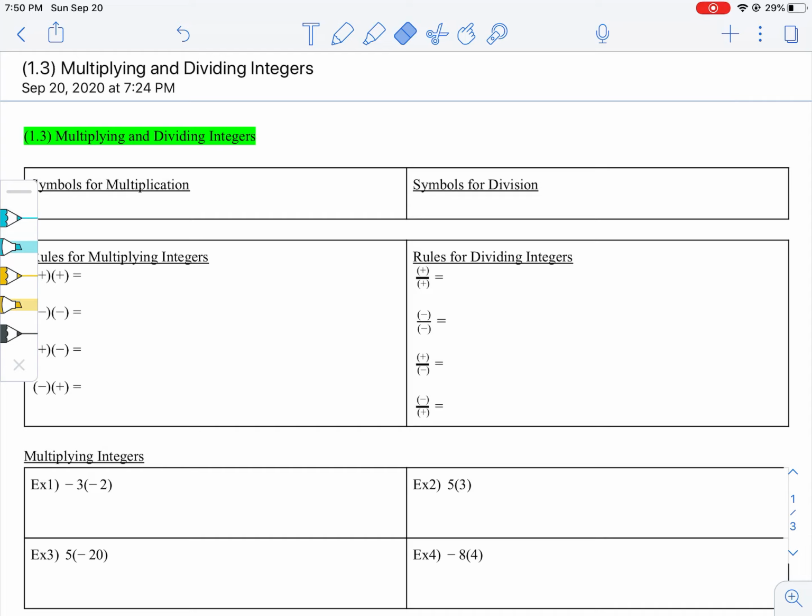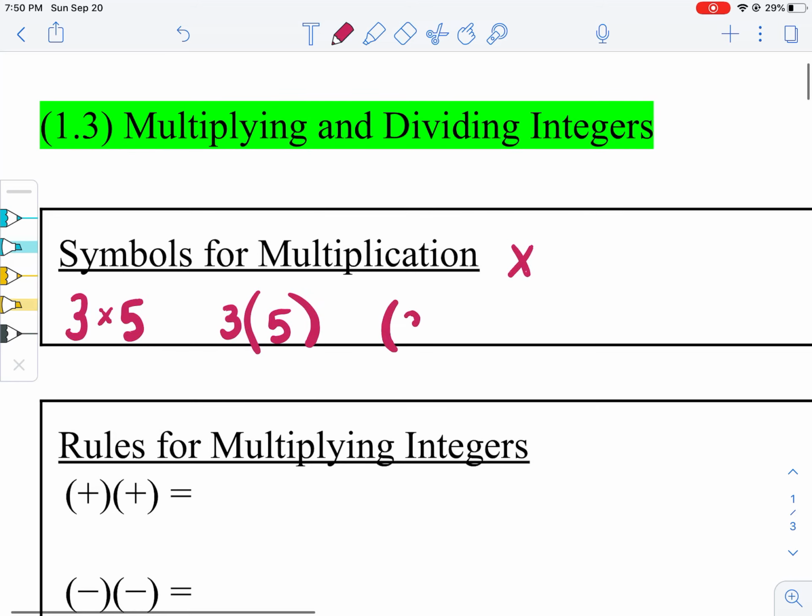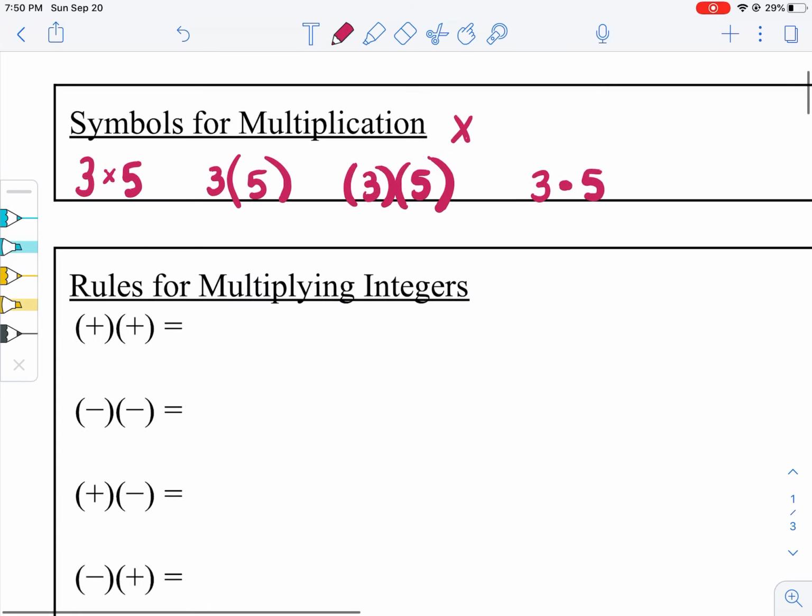Okay, in this video, we are going to be multiplying and dividing integers. So let's just talk about a couple symbols for multiplication. We know our classic X, 3 times 5. We all should know by now that parentheses right next to a number also means multiplication. So it can look like that, where just one of the numbers is in parentheses, or they can both be in parentheses. And we also have a dot. If we see this, 3 dot 5, that also means multiplication, 3 times 5.